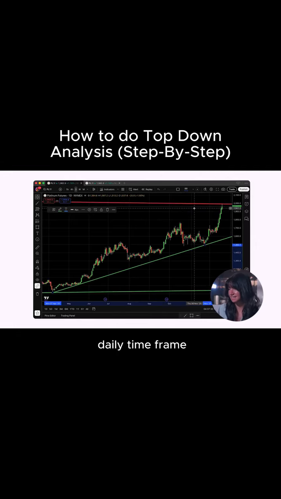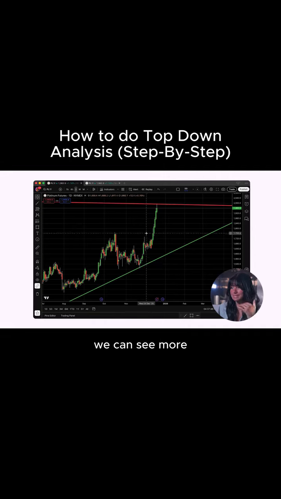Now we are in the daily time frame, but now that we come into the daily, we can see more movement. We can see more pullbacks, which means we can come in with another trend line. So we're going to start our new trend line here, utilizing the most recent pullback or a higher low. This is as far as we can go.